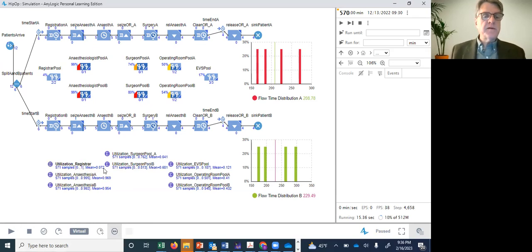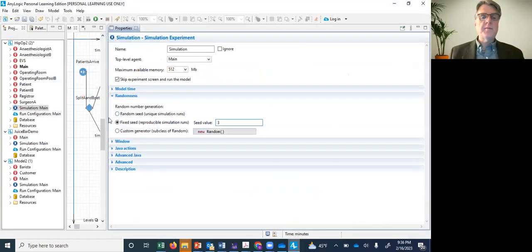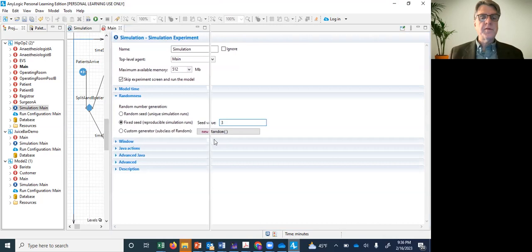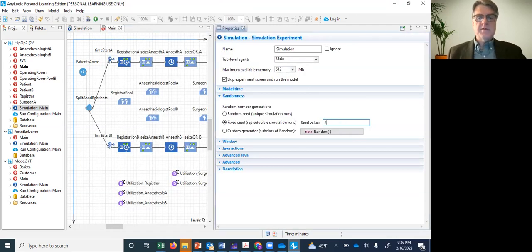Let's just walk through that. The utilization on the registrar is very low. Anesthesiologist obviously very high, 96, 95. Surgeons 64, 68. EVS pool 12%. Operating rooms 41 and 43 across the day. I think these 54 and 50 and 54 are sort of a short run estimate of what the utilization looks like. Let's just do one more. Just trying to get this adjusted back.